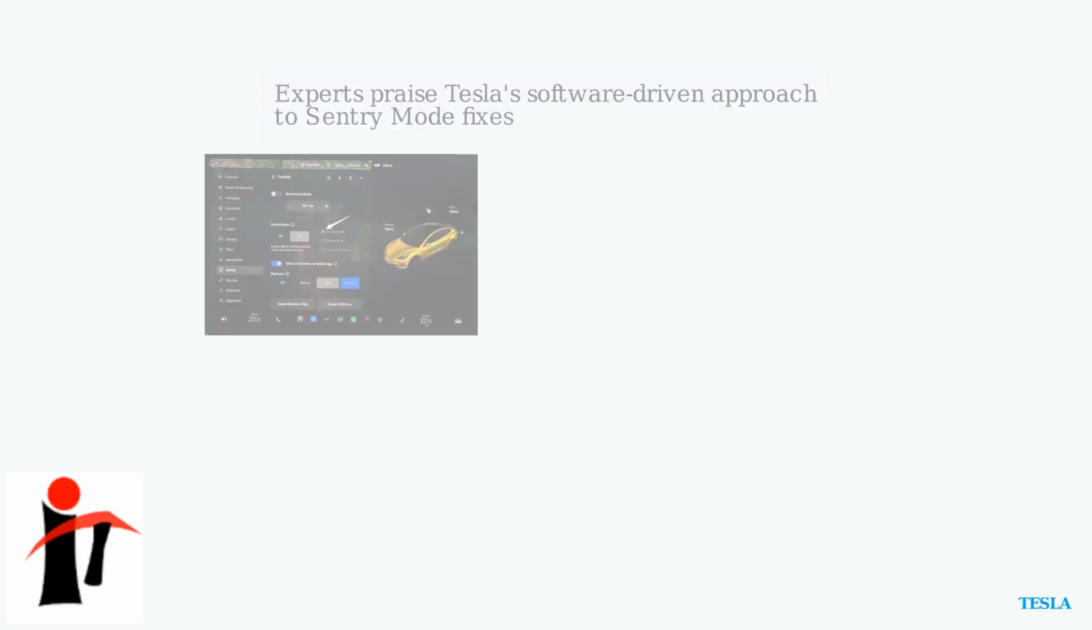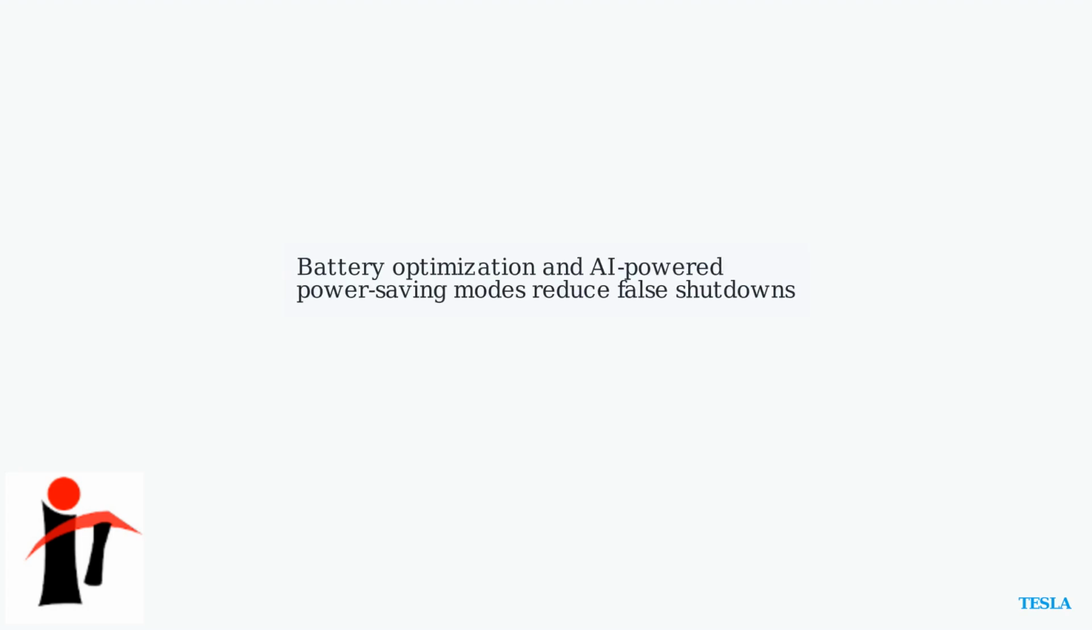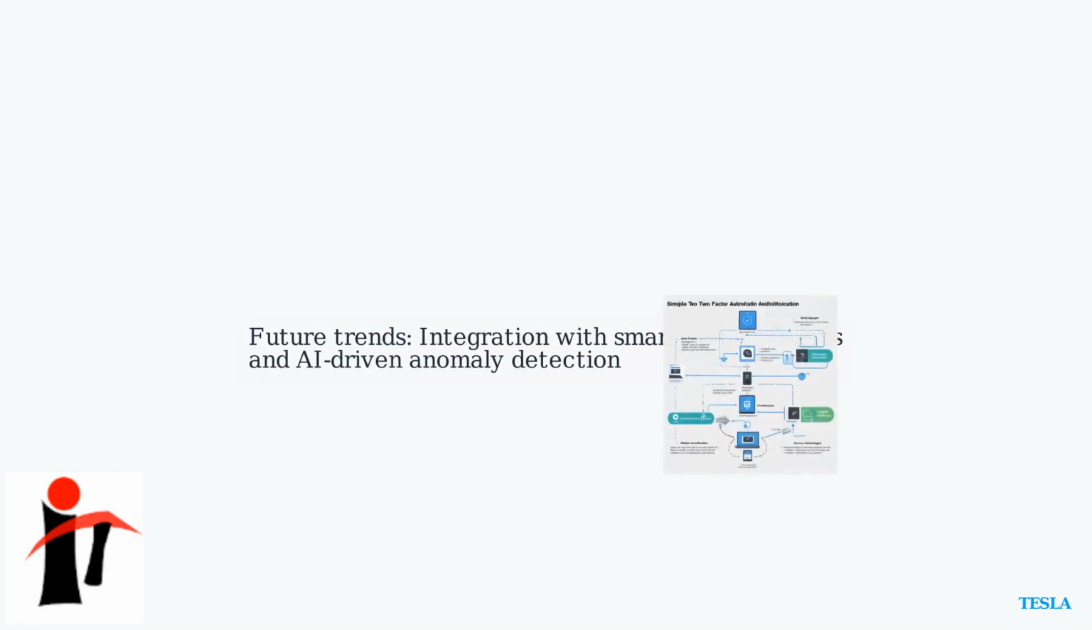Experts praise Tesla's software-driven approach to Sentry Mode fixes. This iterative strategy has turned Sentry Mode into a cornerstone of vehicle security. Battery optimization and AI-powered power-saving modes are significantly reducing false shutdowns. These advancements have improved Sentry Mode reliability across Tesla models. Future trends include integration with smart home systems and AI-driven anomaly detection. This could automate responses to low battery warnings and enhance overall security monitoring.